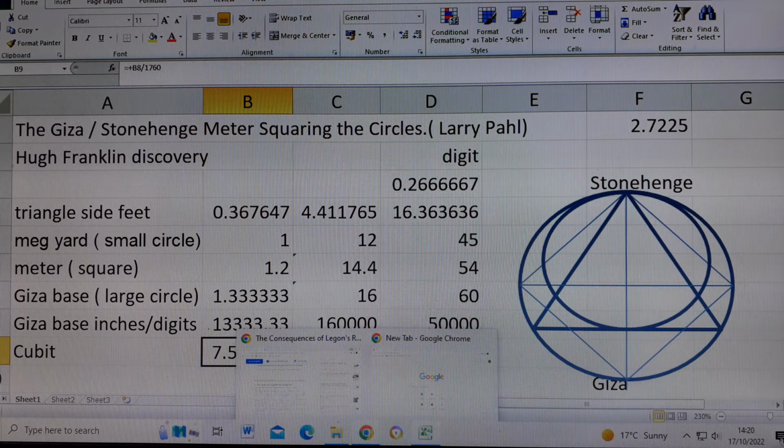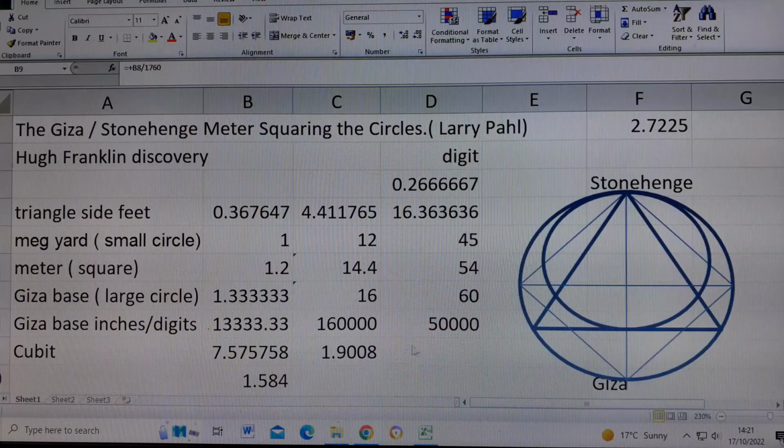Hello, David Kenworthy here, 17th of the 10th, 2022, and we're looking at the Stonehenge Giza megalithic yard relationship, and we're developing it even further. Today we're going to add the meter to the arrangement, and it's very simple.